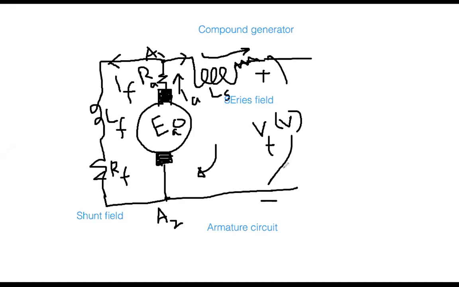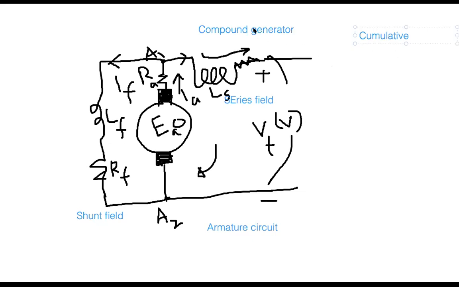Yeah, great. So you see that gradually I am making it more complicated. Okay. Now everybody follow from here. Now the compound generator can again be of different types. One is called the cumulative compound generator.